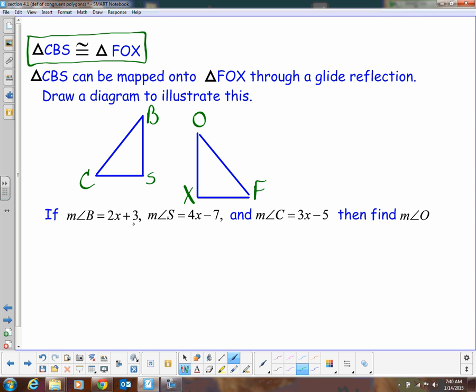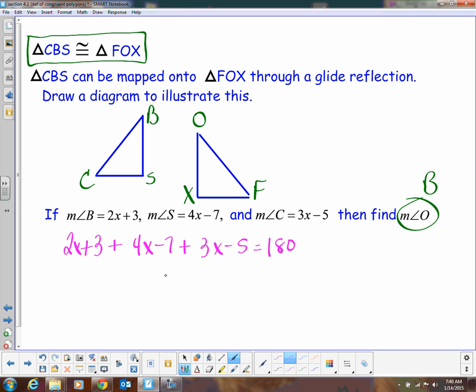If angle B is 2x plus 3, and angle S is 4x minus 7, and angle C is 3x minus 5, if I have all these angles over here, can you find O? What angle do you have to find O? B, exactly. So what equation are you going to write? 2x plus 3, right, equals 180. The sum of the angles in a triangle is 180.